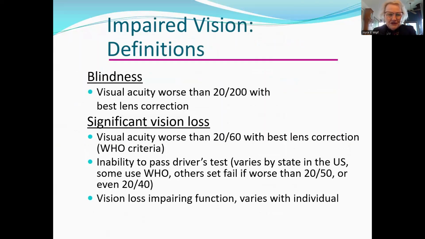So impaired vision, just the definitions quickly. Blindness is visual acuity worse than 20/200 with best lens correction. Significant vision loss is visual acuity worse than 20/60 with best lens correction. That's the World Health Organization criteria. The inability to pass the driver's state test varies by state. Some use the WHO of worse than 20/60. Others set to fail if worse than 20/50 or even 20/40. Vision loss impairing function varies with the individual.